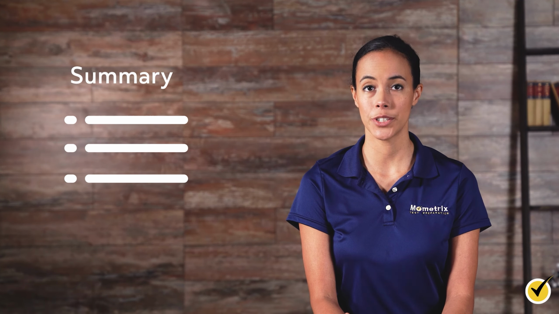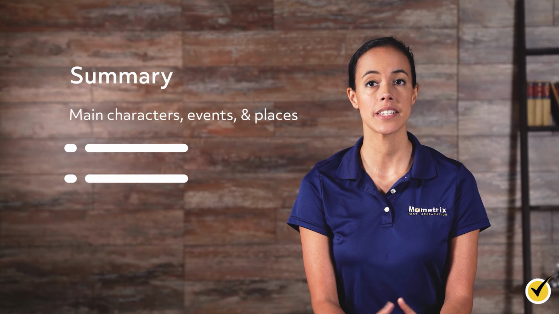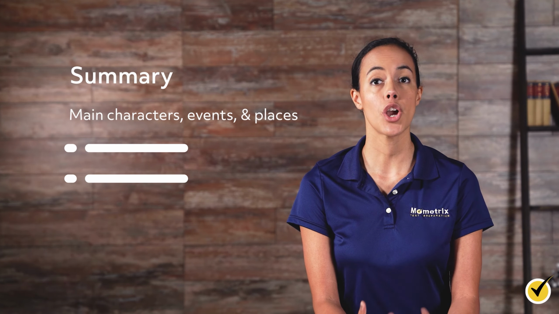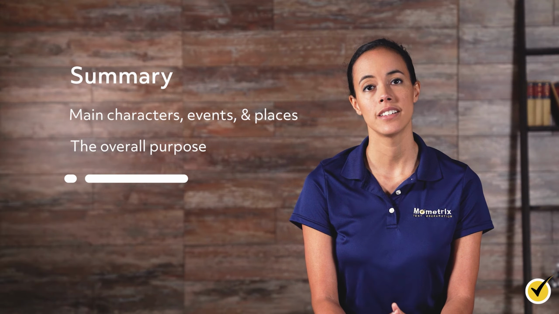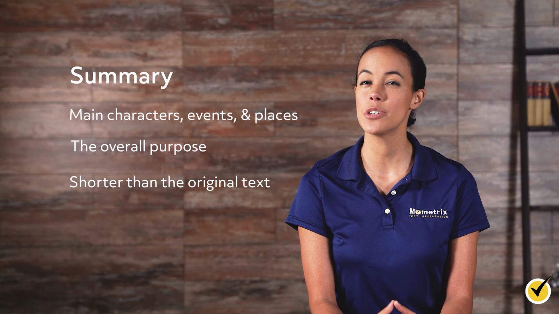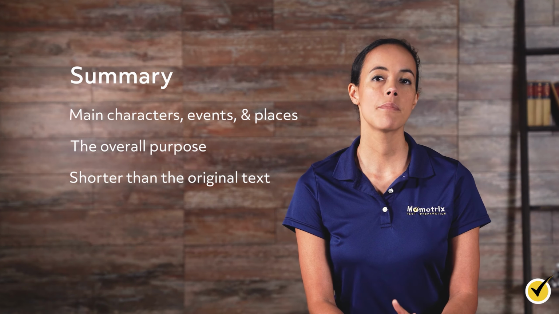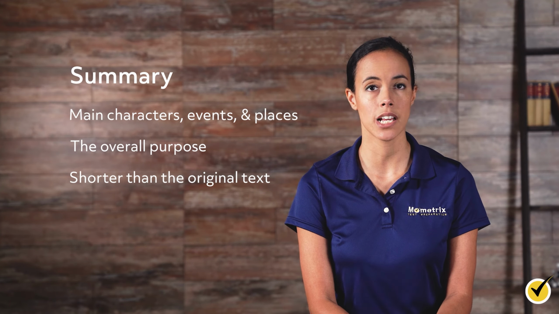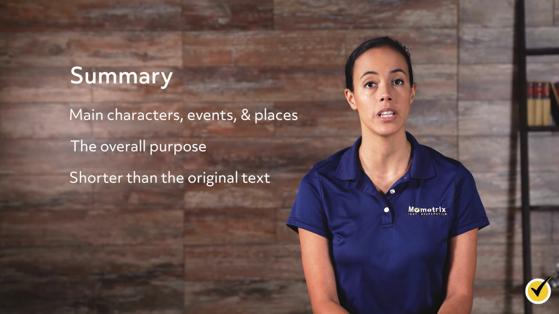The summary should include main characters, events and places, the overall purpose of the piece of writing, and, most importantly, it should be shorter than the original text. Summaries should not include supporting details that aren't important to the text's main point or plot.